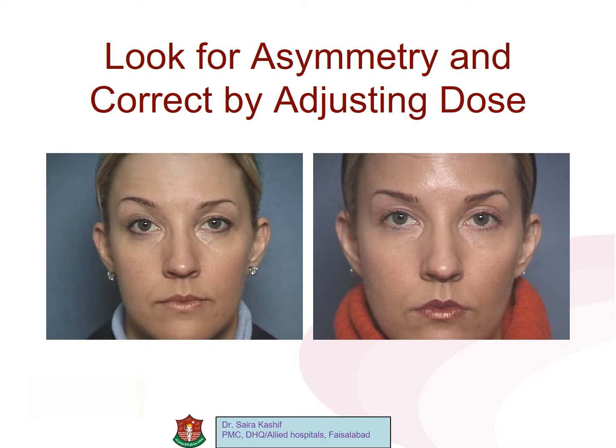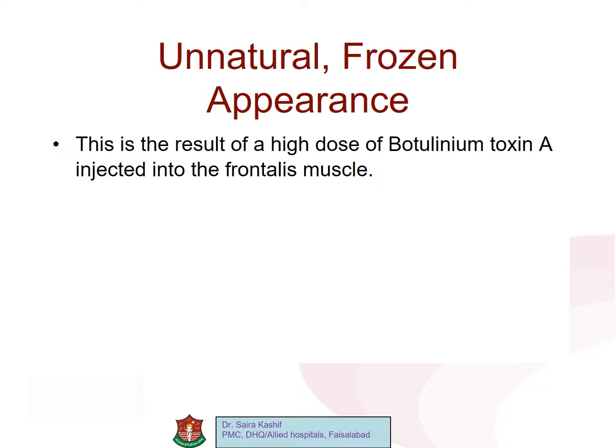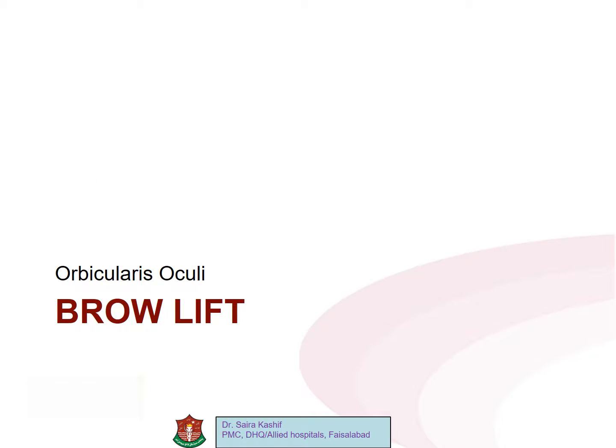Always look for asymmetry when you call the patient for touch-up every 2 weeks. Here you can see this is excessive elevation of the brow hair. You can inject a small dose of the botulinum toxin here and correct this. An unnatural frozen appearance occurs if you inject too high a dose of the botulinum toxin, so it is always better to undertreat the patient and keep some of the expression.